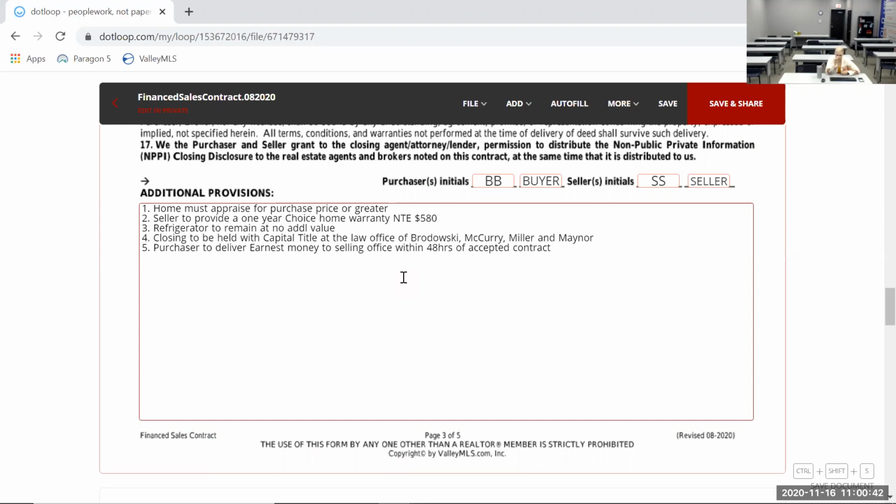Okay. And then here's what you do on earnest money. If they do not have a check right then, or they do not feel comfortable writing a check, then you put purchaser to deliver earnest money to selling office within 48 hours of accepted contract. Okay. If you know they're going to wire the funds, then you would say purchaser to wire earnest money funds to selling office within 48 hours of accepted contract.